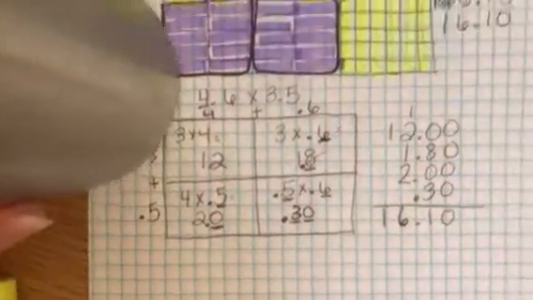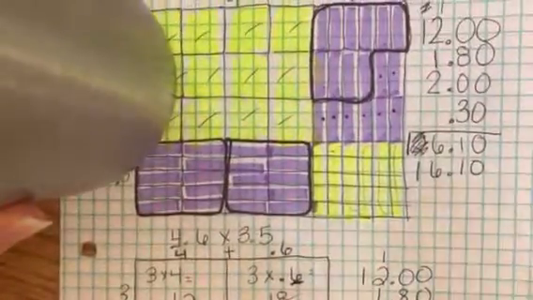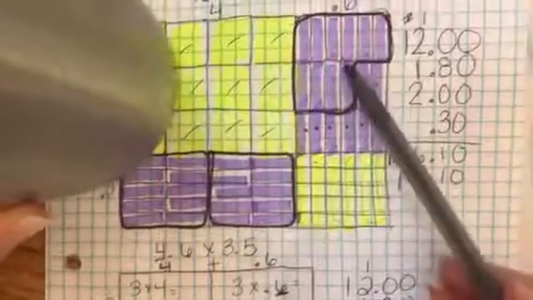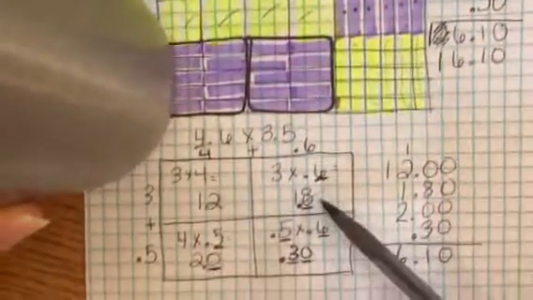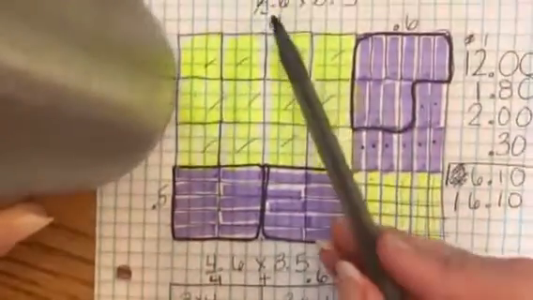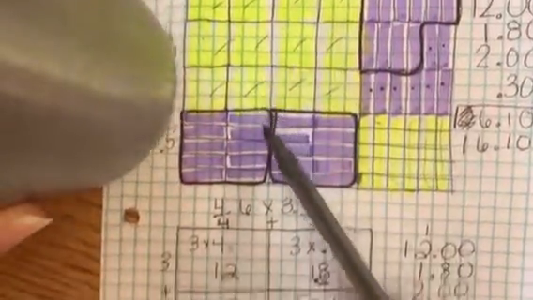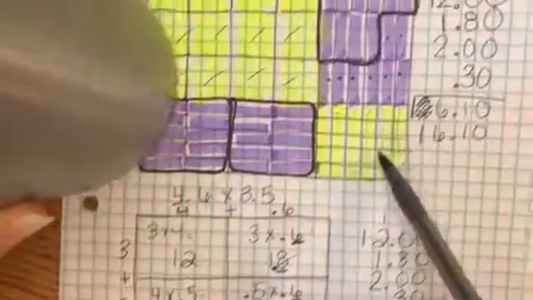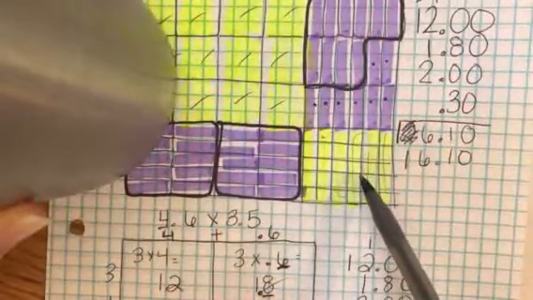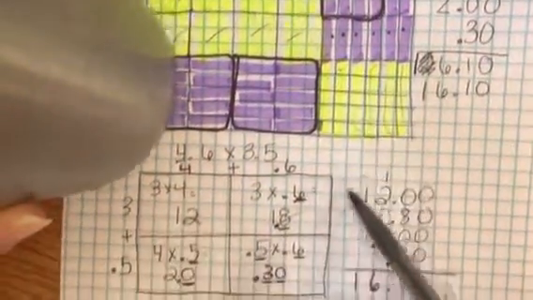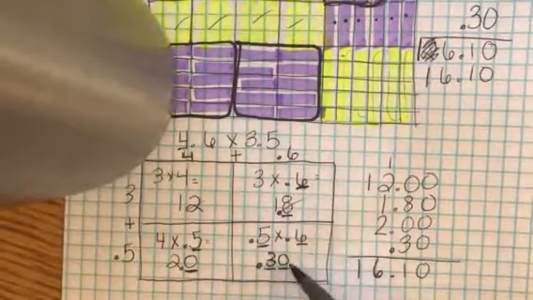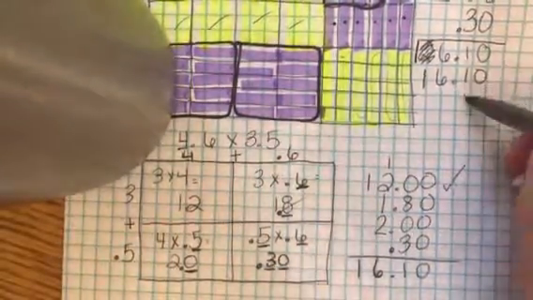Well, let's look. I got the same answer there as I did there. I had 12 wholes, 12 wholes. I had 1 whole and 8/10, 1 whole and 8/10. 4 wholes and 5/10, 4 wholes and 5/10. I got 2 and 0/10. I got 6/10 times 5/10, 30/100, 3/10, 300ths. So these answers are the same.